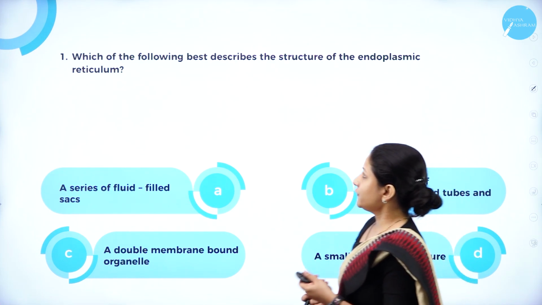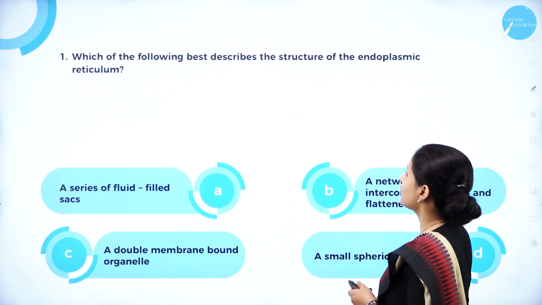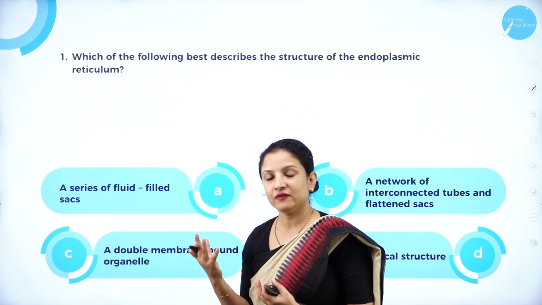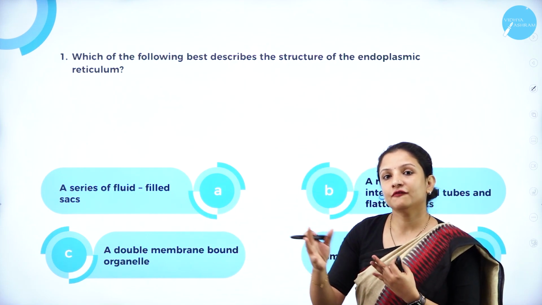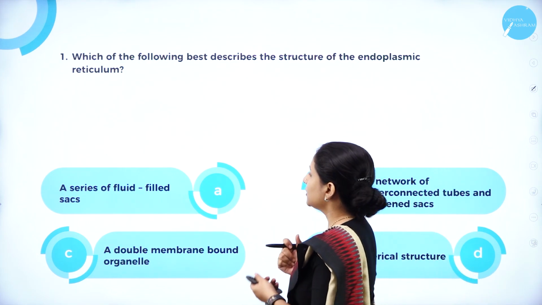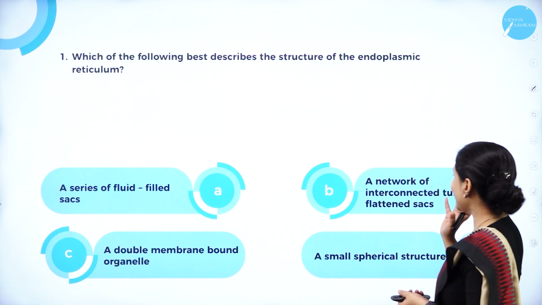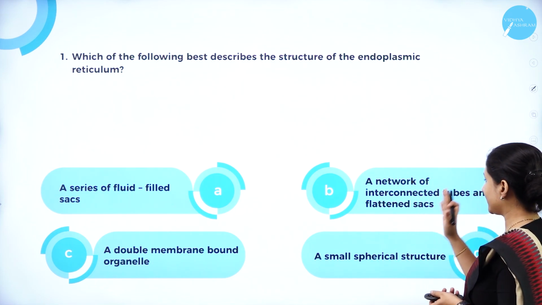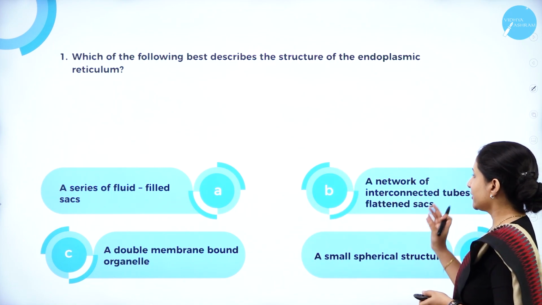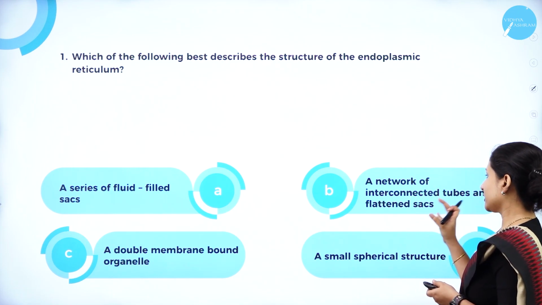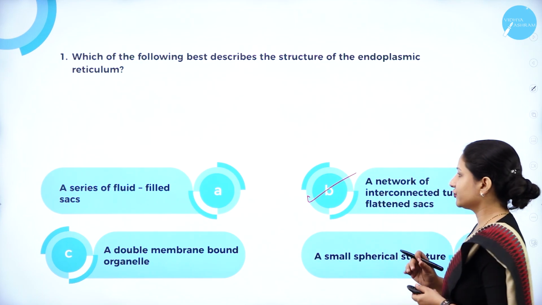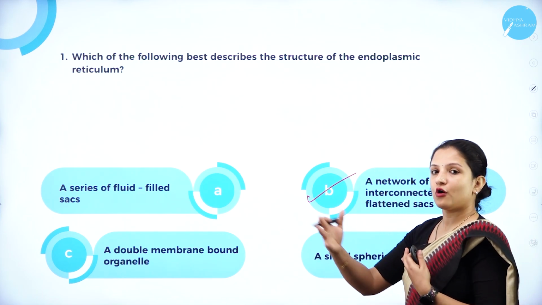First question, which of the following best describes the structure of the endoplasmic reticulum? If you remember, we had studied in the previous slide, it is nothing but the foldings or the network. We'll look at the options here: a series of fluid-filled sacs, a network of interconnected tubules and flattened sacs, a double membrane bound organelle, a small spherical structure. So it is a network of interconnected tubes and flattened sacs. So option B is the right answer here. Endoplasmic reticulum forms a network.